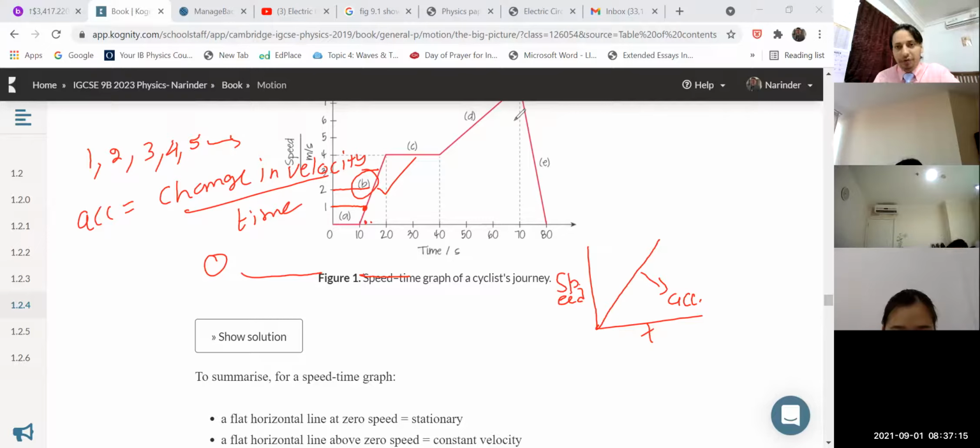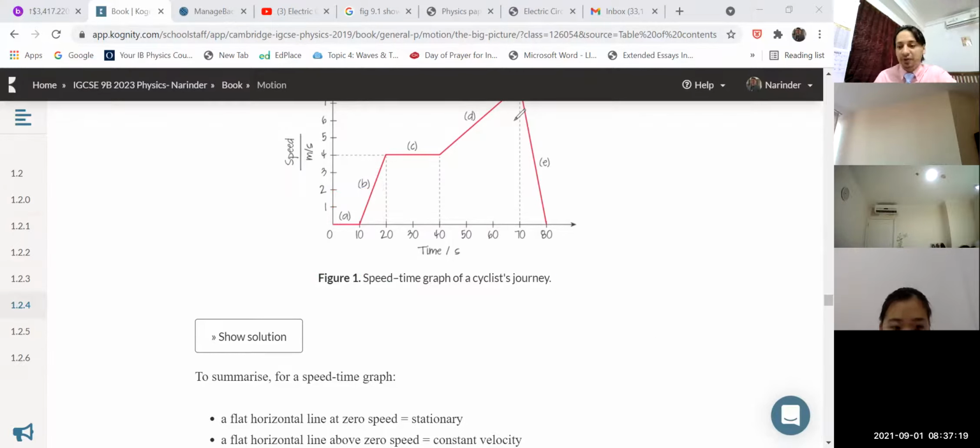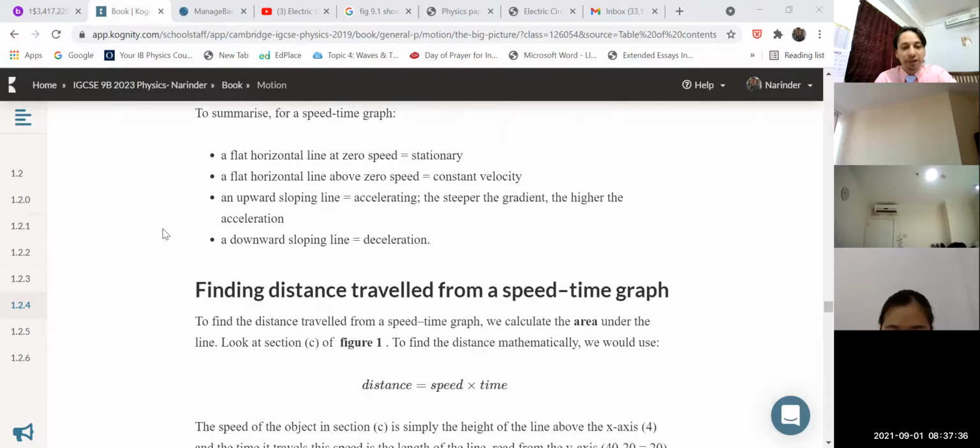And now you can also conclude what kind of acceleration it is. The object is moving with a constant acceleration, a steady acceleration. Also, you can predict that if the line is horizontal, it's a straight line. Let me move to the next point, children.